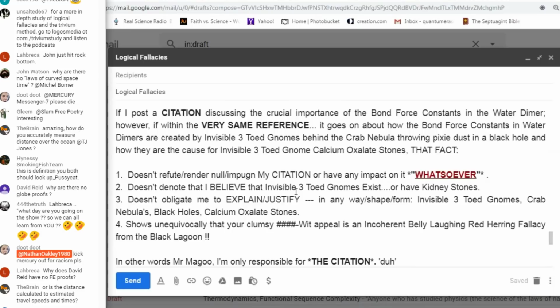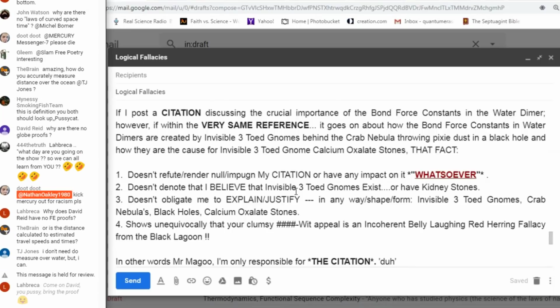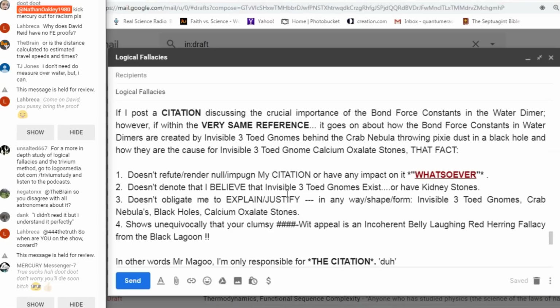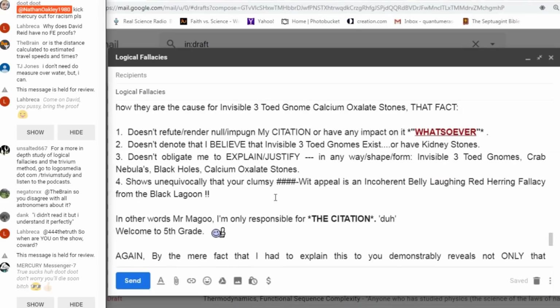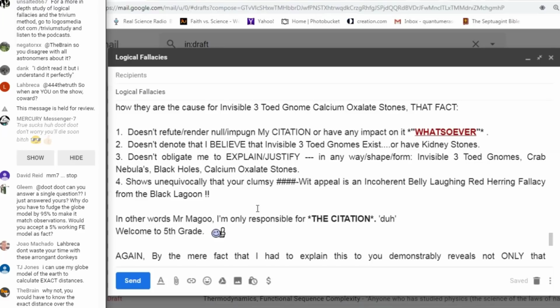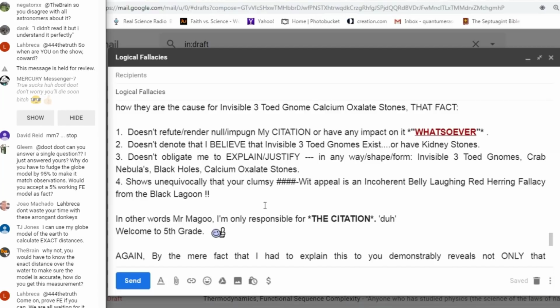Listen closely. If I post a citation discussing the crucial importance of the bond force constants in the water diameter, however, if within the very same reference, it goes on about how the bond force constants in the water diameters are created by invisible three-toed gnomes behind the Crab Nebula, throwing pixie dust in a black hole, and how they are the cause for invisible three-toed gnome calcium oxalate stones, that fact, number one, doesn't refute, render null, or impugn my citation or have any impact on it whatsoever. Number 2, doesn't denote that I believe that invisible three-toed gnomes exist or have kidney stones. Number 3, doesn't obligate me to explain, justify in any way, shape, or form invisible three-toed gnomes, crab nebulas, black holes, or calcium oxalate stones.